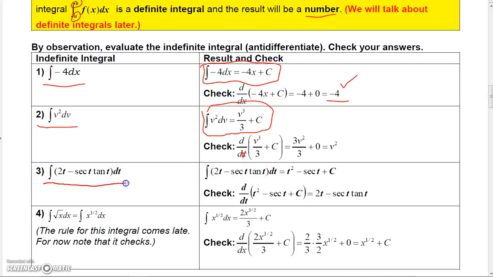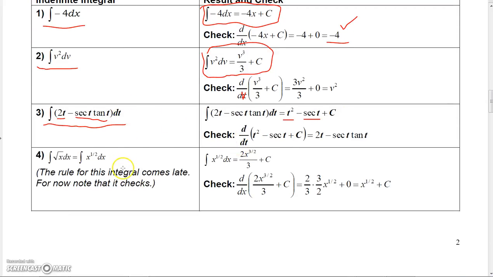Now, if I integrate this, well, remember dt. We know that the integral of 2x was x squared. So the integral of 2t would be t squared. And since secant x tangent x is the derivative of secant x, then secant t tangent t would be the derivative of secant t. So its antiderivative would be secant t, and of course the sign was minus. So I get t squared minus secant t plus a constant, and you can check that.